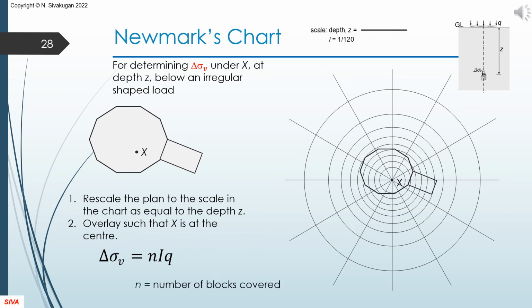Newmark chart can have any number of blocks. The one shown here has 120 blocks and the depth scale is shown at the top. Measure the scale in millimeters. Redraw the plan area of the uniform load such that the depth of interest is equal to this scale. Overlay the redrawn plan area on top of the Newmark's chart such that the point of interest X coincides with the center. Count the number of blocks covered, including fractions. I in this chart is 1 on 120.